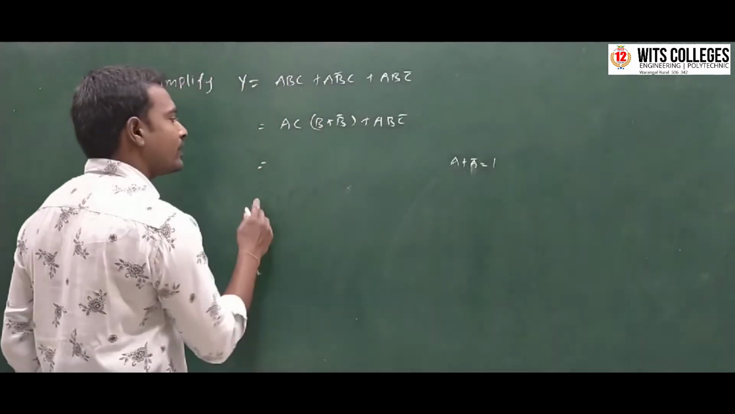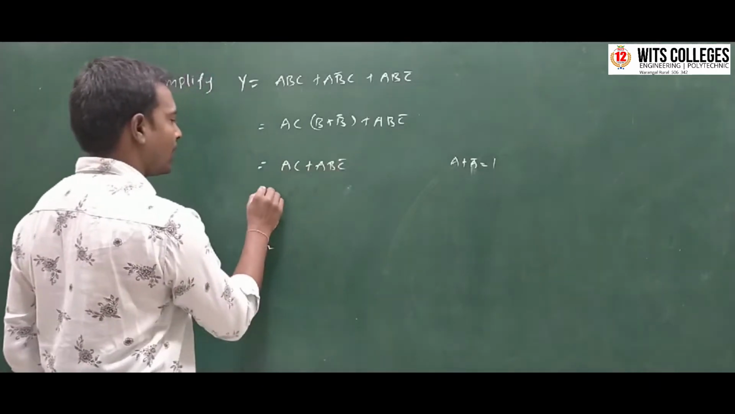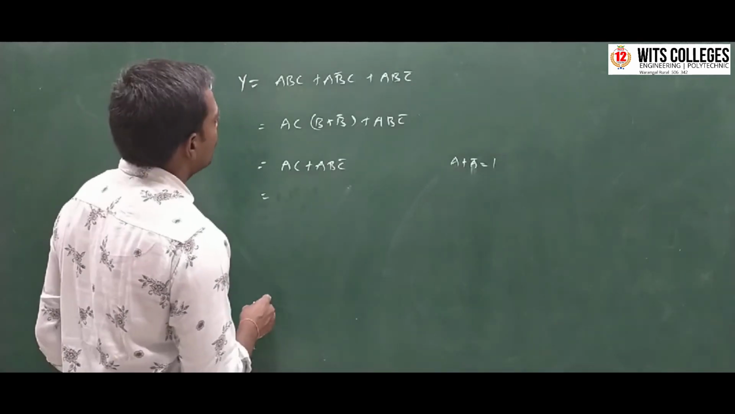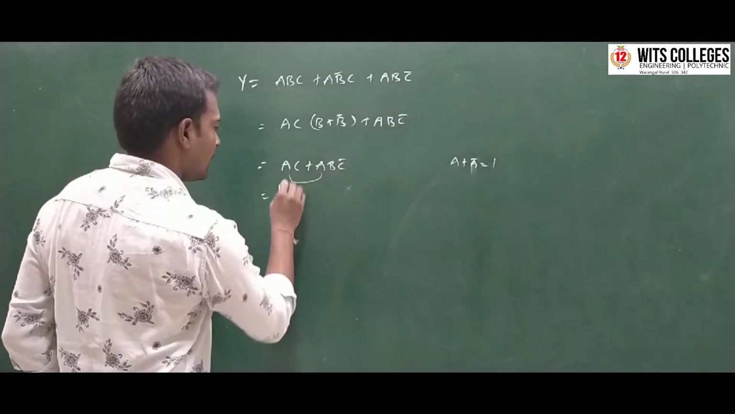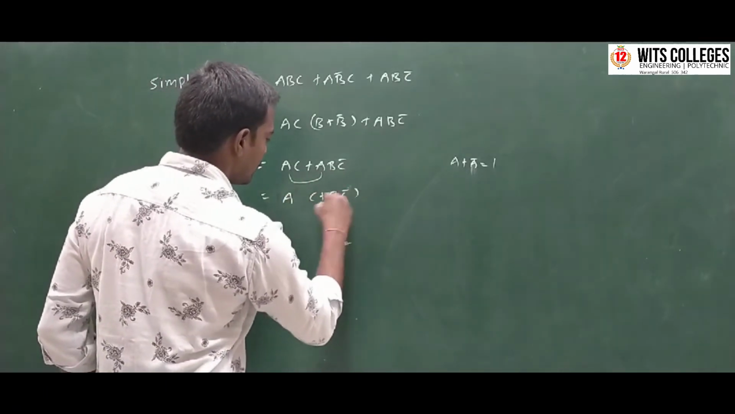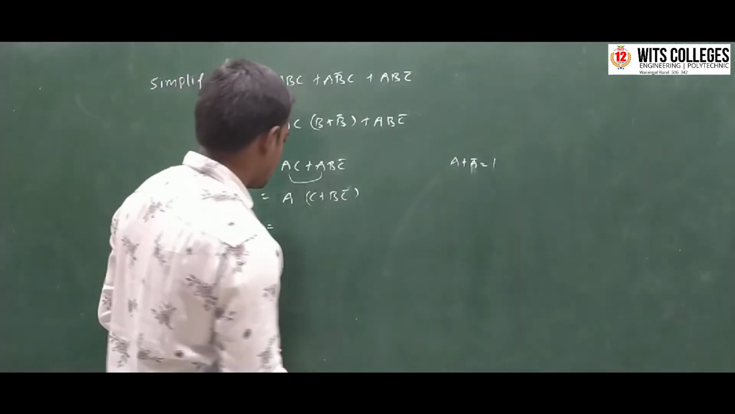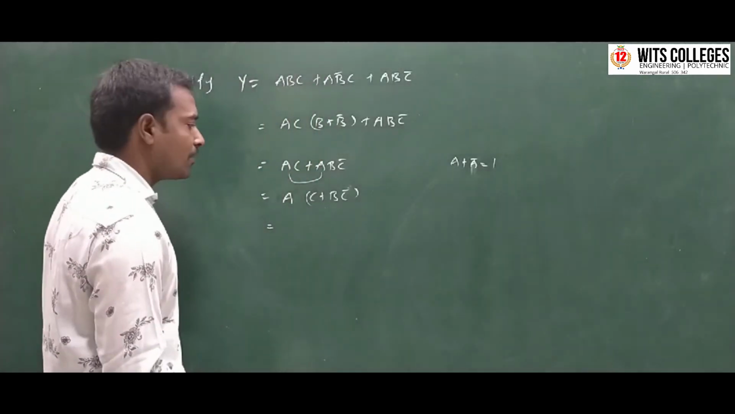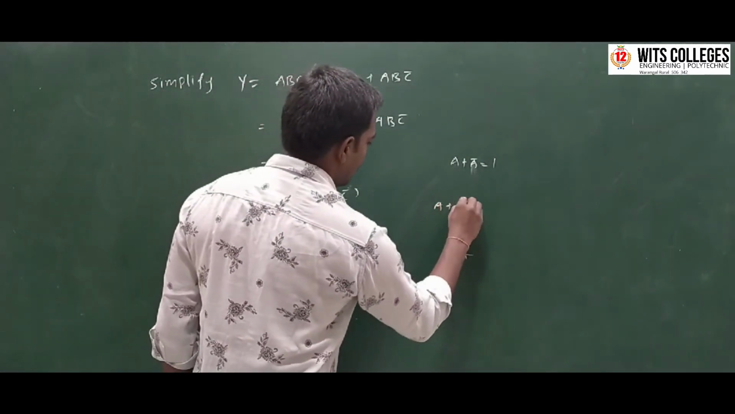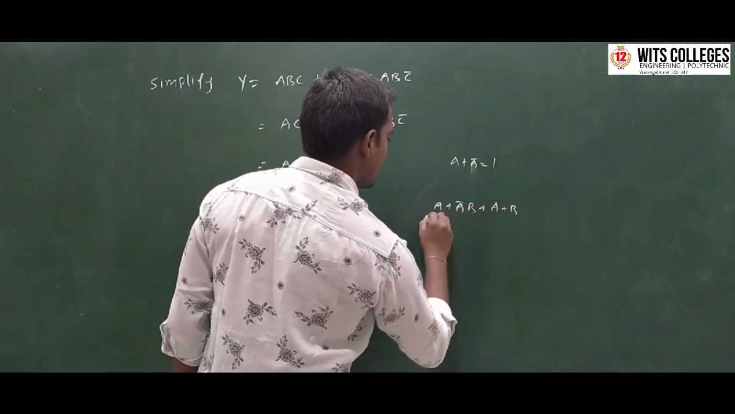So a into c is equal to ac plus a into b into c bar. Here a is common, so taking a as common, we will get c plus b into c bar, that can be written as a plus a b bar. We have a plus a bar b, which can be written as a plus b.